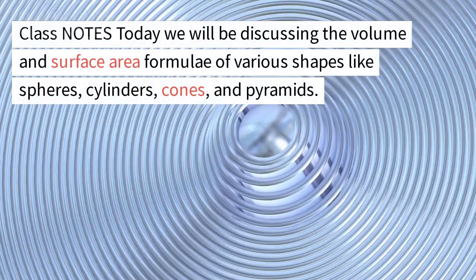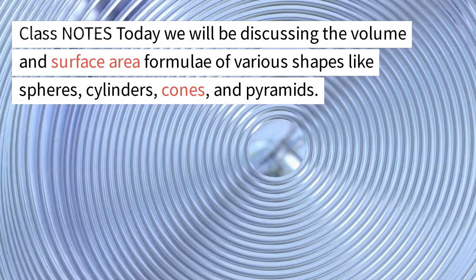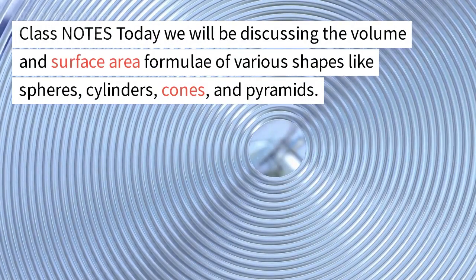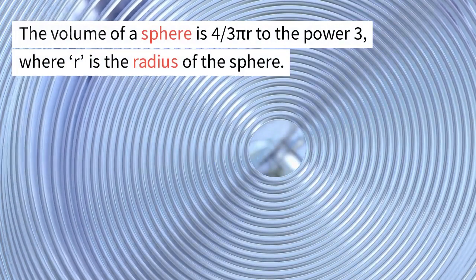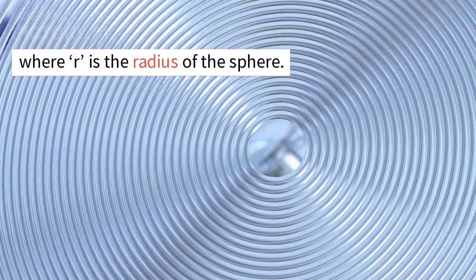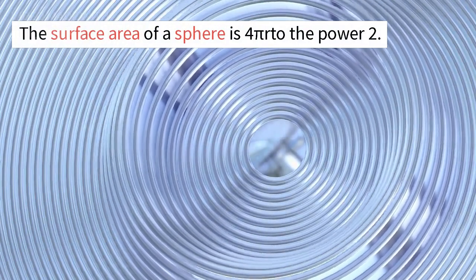Class notes. Today we will be discussing the volume and surface area formulae of various shapes like spheres, cylinders, cones, and pyramids. The volume of a sphere is 4/3 pi r to the power 3, where r is the radius of the sphere. The surface area of a sphere is 4 pi r to the power 2.